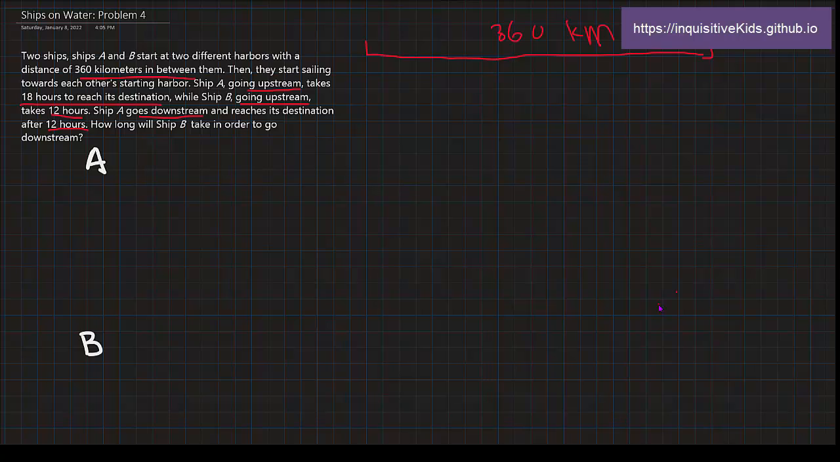So let's look at this. Two ships, A and B, start at two different harbors with a distance of 360 kilometers in between them. Then they start sailing towards each other. Ship A going upstream takes 18 hours to reach its destination, while ship B going upstream as well takes 12 hours. Ship A goes downstream and reaches its destination after 12 hours. How long will ship B take in order to go downstream?